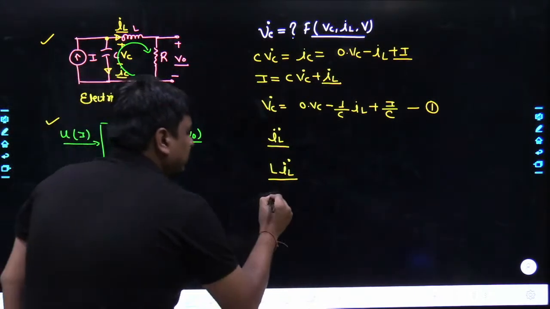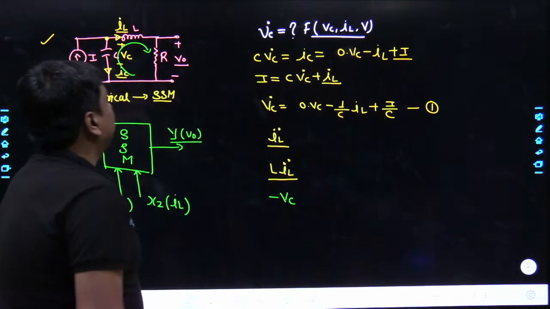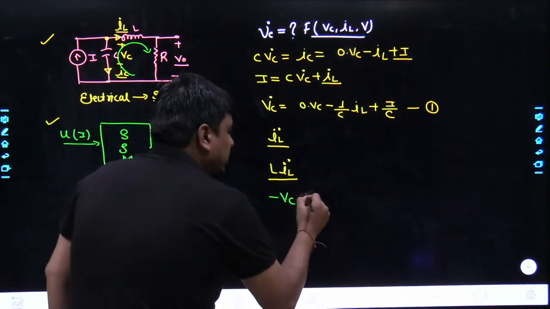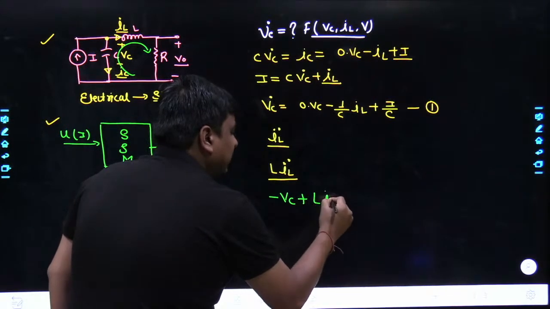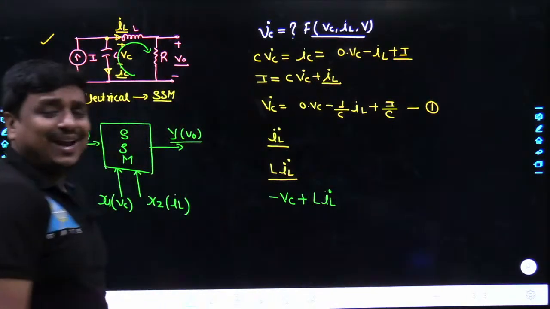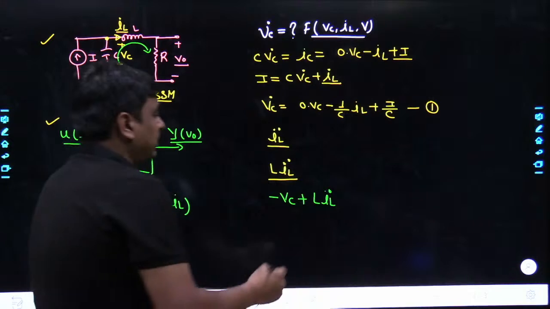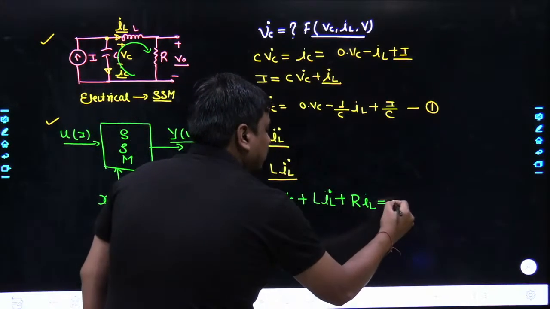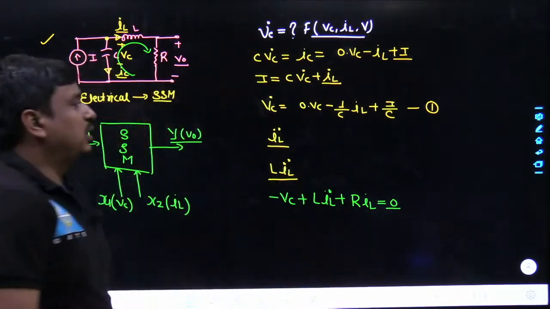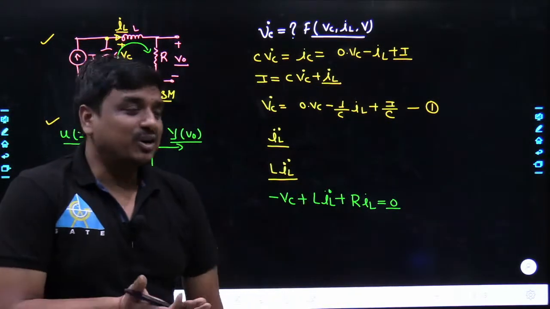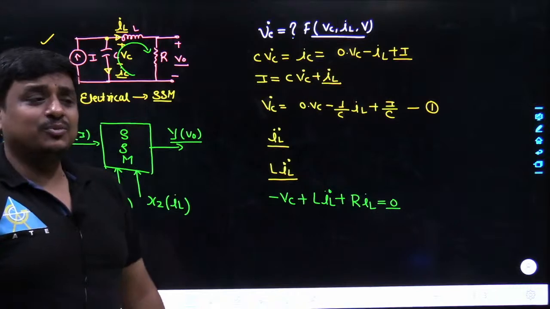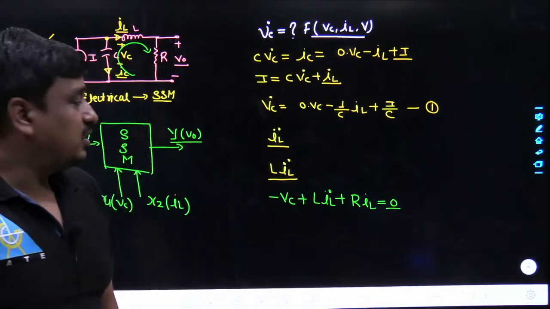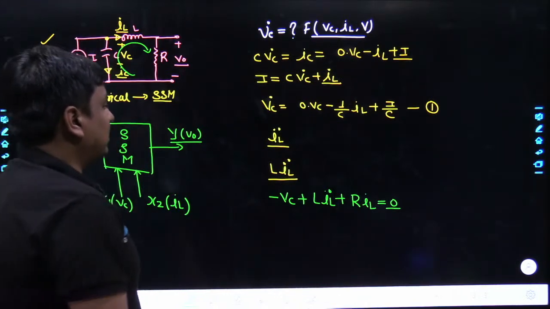So obviously it becomes minus of VC. Then it strikes the voltage across the inductor, which is nothing but L dIL/dt. That is nothing but L IL dot, and then it goes R times of IL is equal to 0. So whatever value we wanted to calculate in terms of IL, VC, each and everything has come into the picture. Yes, tell me what would be the result out of this.